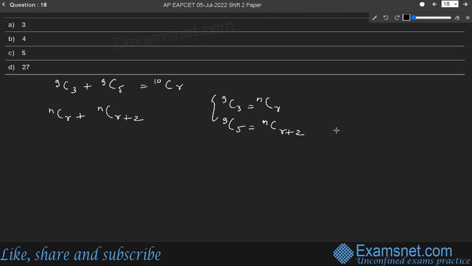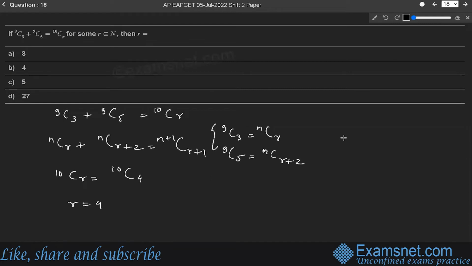Now, this will be equal to N+1 C R+1, because N plus 1 is 10. Therefore, R plus 1. So we can say that 10CR is equal to 10C4, so R is equal to 4. Therefore, the required value of R is 4, which is option number B here.